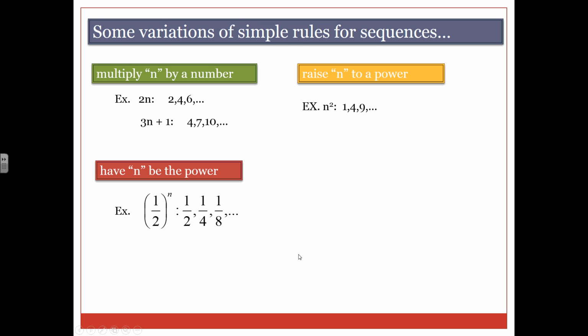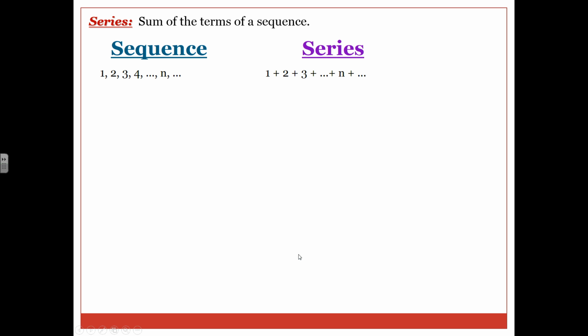You get the idea. Okay, so what exactly is a series now? A series is just a sum of the terms of a sequence. So if you look at this sequence, 1, 2, 3, 4, very easy sequence, I can easily turn this into a series.